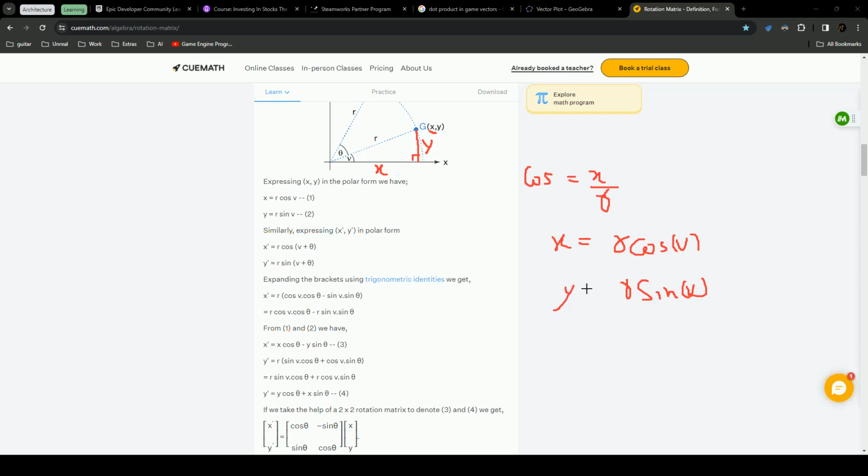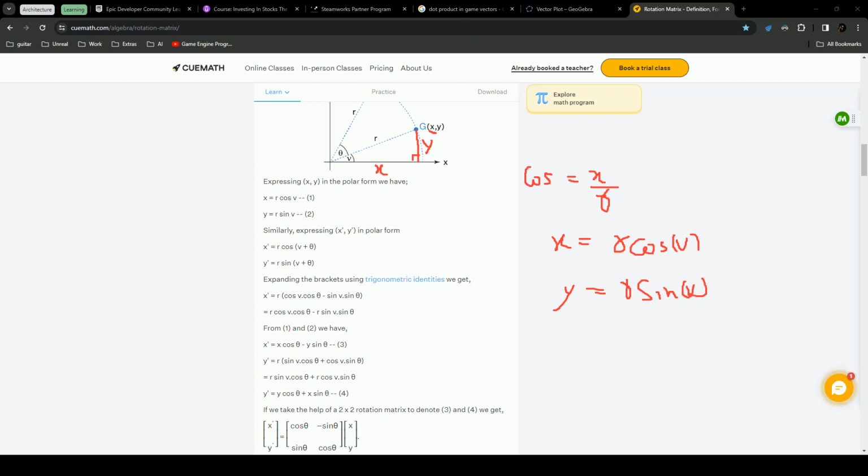With the same derivation, if you write sine is equal to y upon r, then y will be equal to r into sine v. So that is why it is written like x equals r cos v, y equals r sine v. So we are writing x and y in terms of the hypotenuse, right?